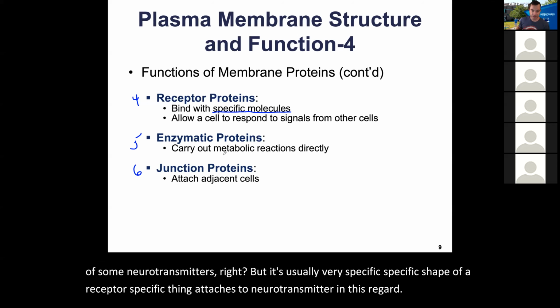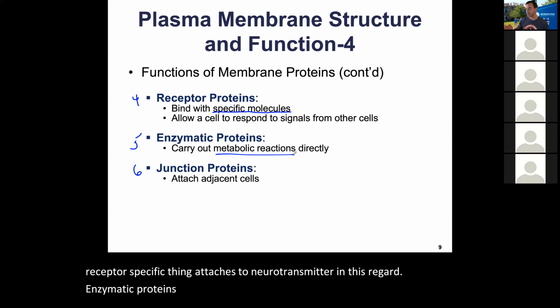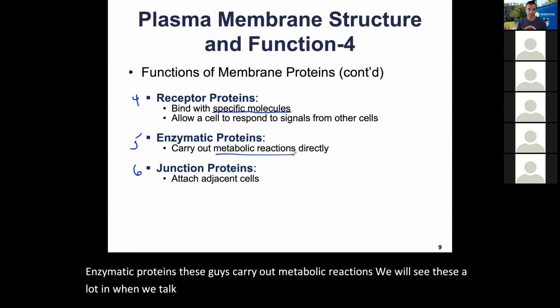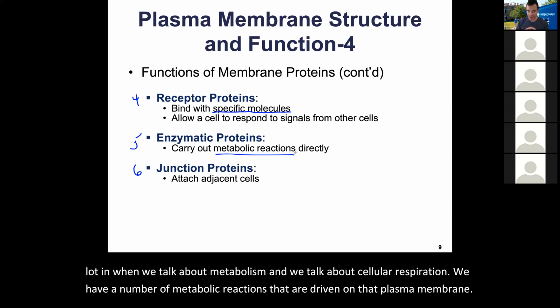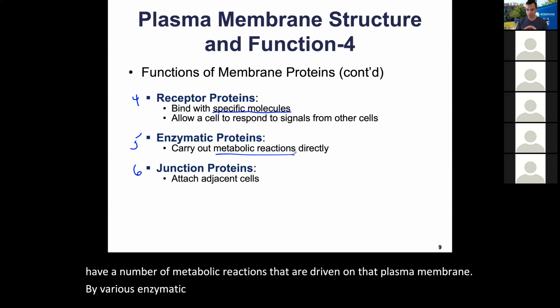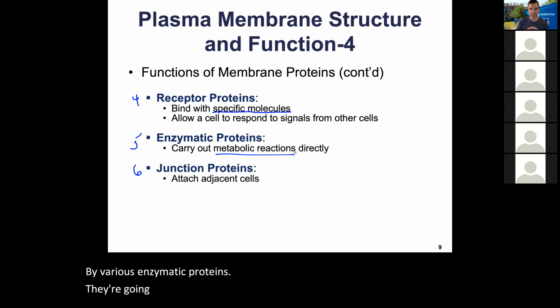Enzymatic proteins. These guys carry out metabolic reactions. We will see these a lot when we talk about metabolism. When we talk about cellular respiration, we have a number of metabolic reactions that are driven on that plasma membrane by various enzymatic proteins, where they're going to attach a phosphate to ADP to make ATP. There's a number of other ones as well that cause a cascade of events inside of a cell.